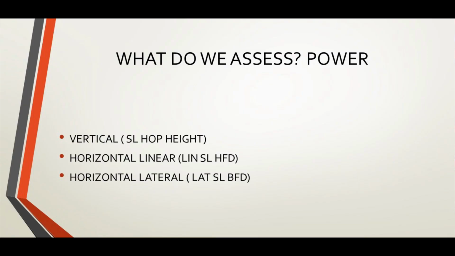So assessing power, we look at a vertical hop. So we'll do a single leg vertical hop on the jump mat. We'll do a horizontal linear hop, so straight forward, just purely in centimetres, and a horizontal lateral bound, so just out to the side.